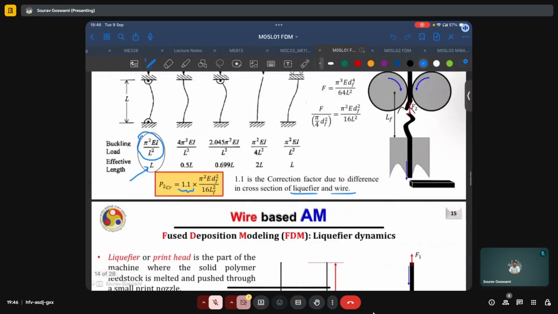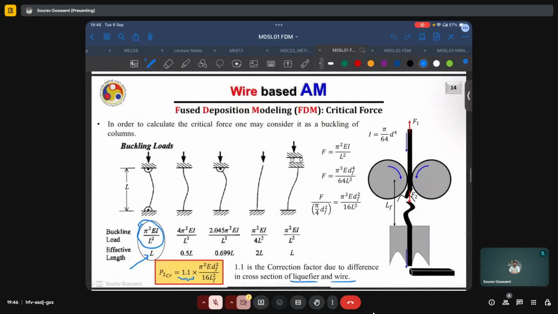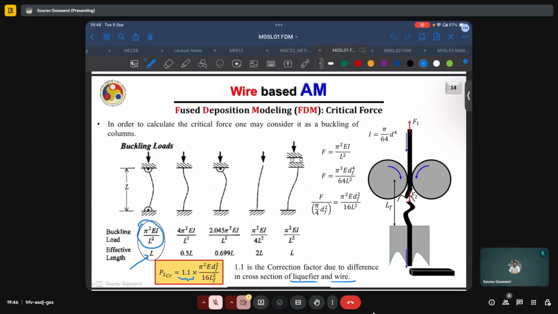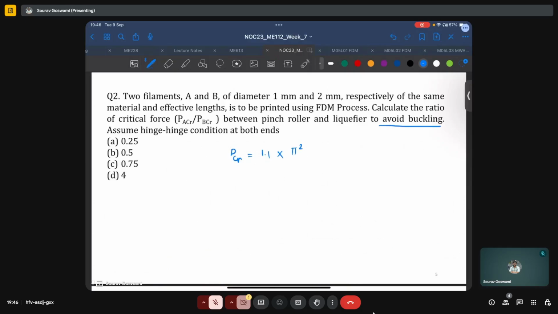So this is the case corresponding to this, and I will just rewrite the same formula here. P critical equals 1.1, which is the correction factor, times pi square E DF square by 16 LF square. This is for one material. We can find this for both materials and take the ratio.